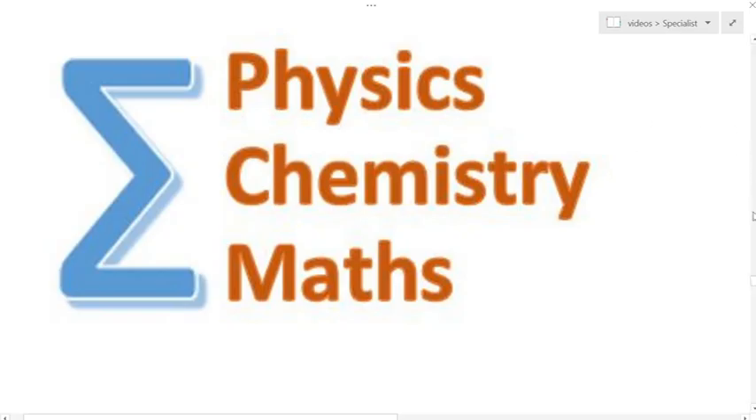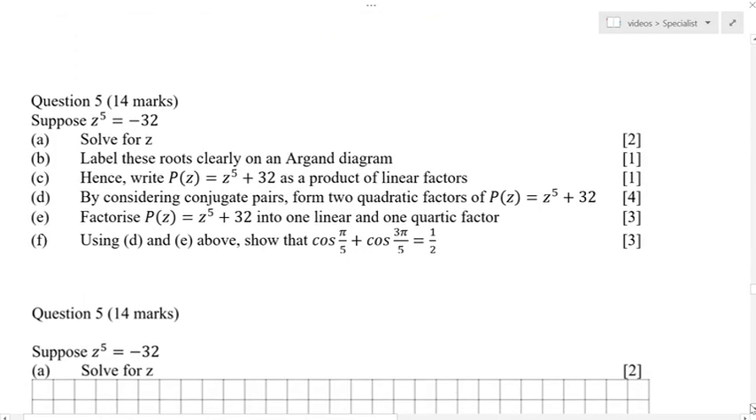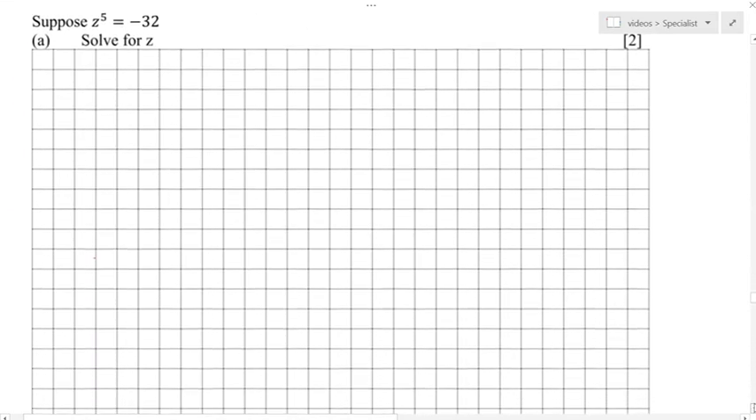Okay, let us move on to the next question, and this is a question which has many parts. At a glance you can see the question here. All these parts stem from this expression, z to the power 5 equals minus 32, and we are required to solve this equation for z, and then we work on them. So let's look at part A first, and this part may look fairly routine to many of you.